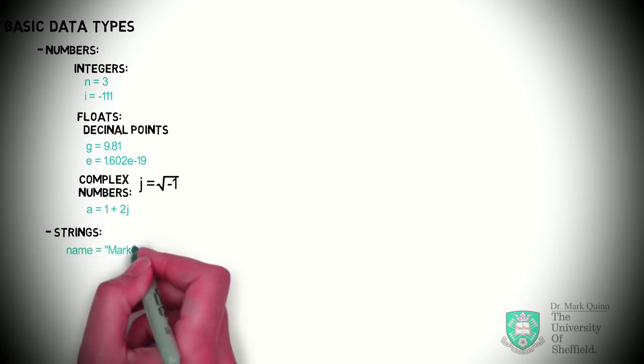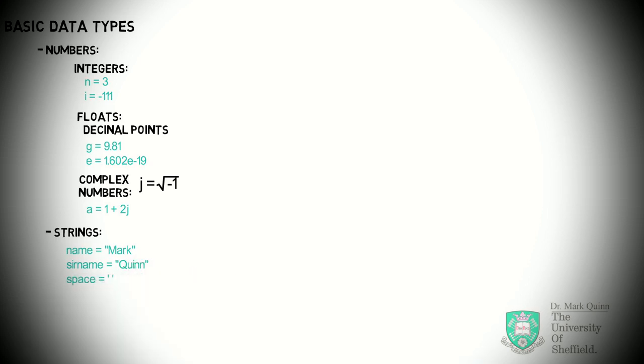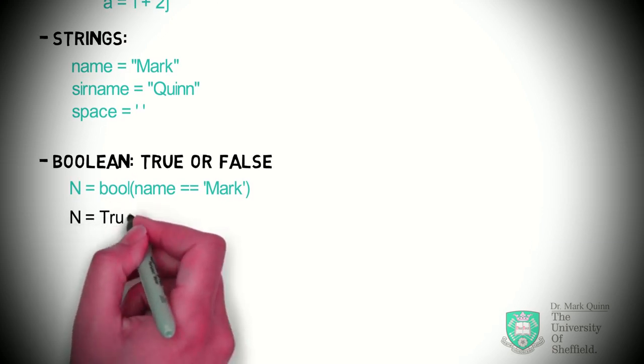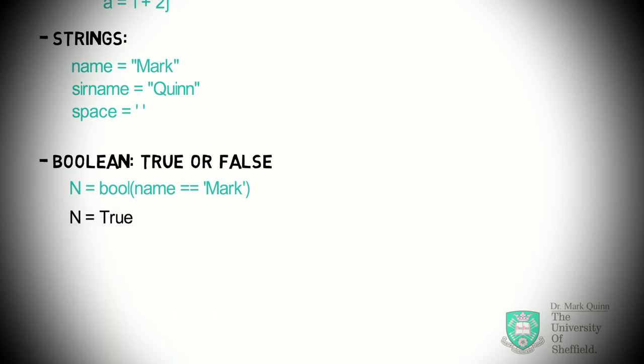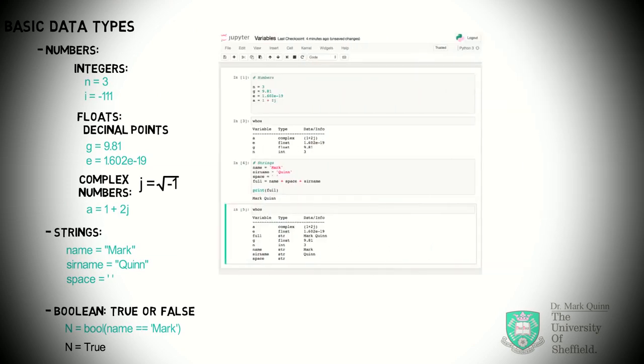Each string is comprised of elements or letters, and they're defined using quotation marks, such as name and surname, or even a space, which is an empty character. The next data type may be slightly less familiar to you. This is a Boolean data type, which can be either true or false. For example, we can test whether the variable name equals Mark by calling the bool function, which evaluates the name equals Mark as true or false, and in this case it returns true.